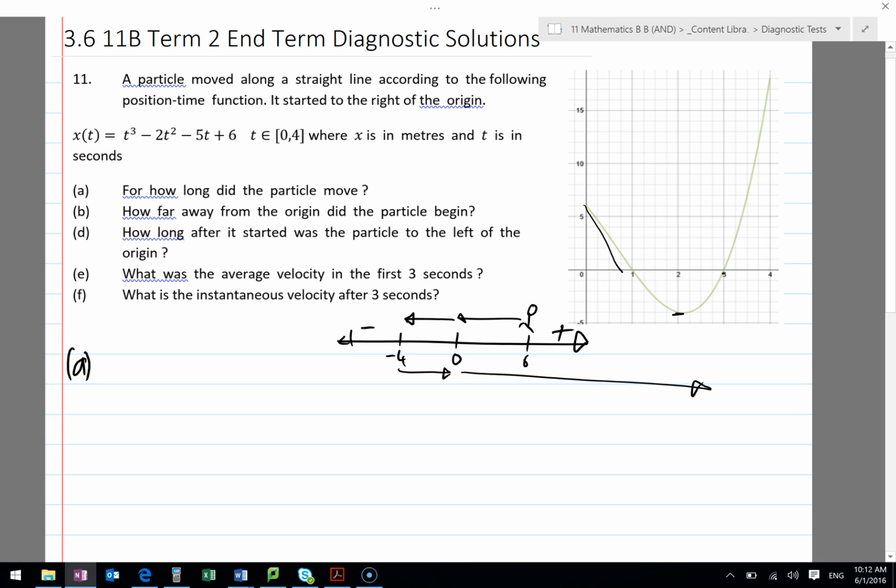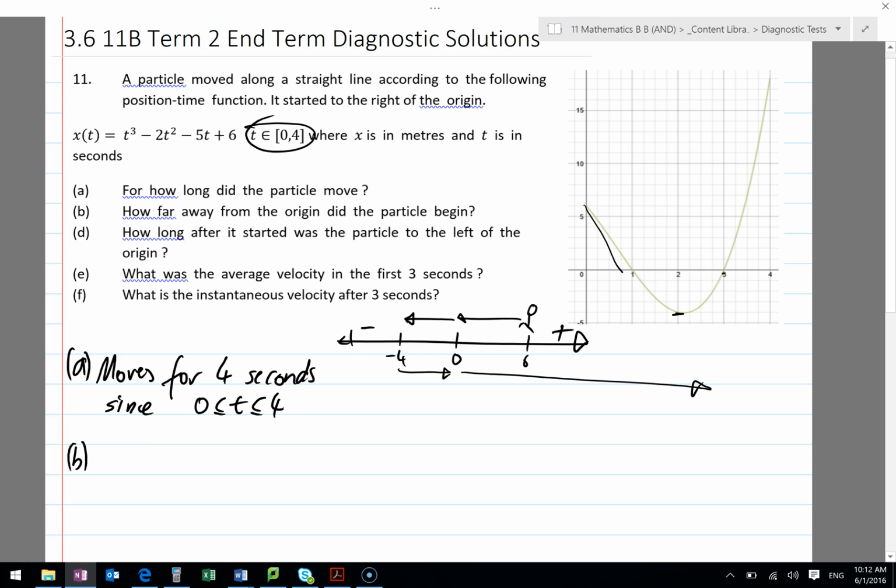Part A, for how long did the particle move? We're saying that the particle's time is restricted between 0 and 4. So it moves for 4 seconds, since we've restricted this domain.